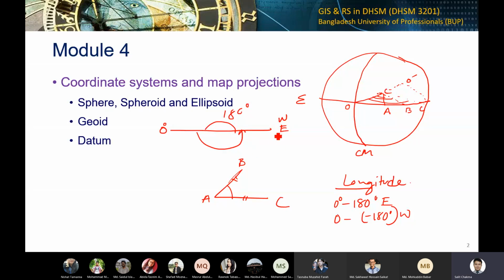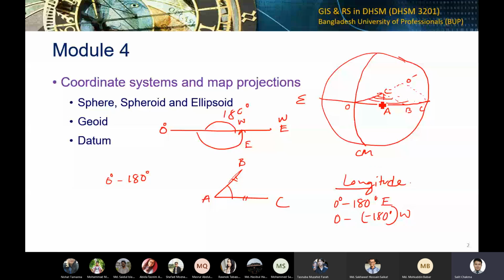One is coming from east. Another one is coming from westward movement. So that's why for longitude we have a range from 0 degrees to 180 degrees in both ways. Both ways means eastward and westward. On the other hand, in terms of the latitudes, they are along the meridians.